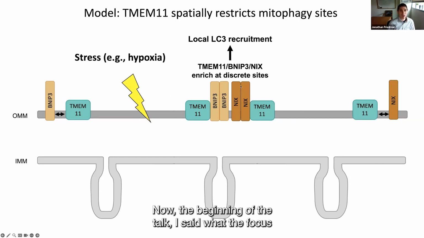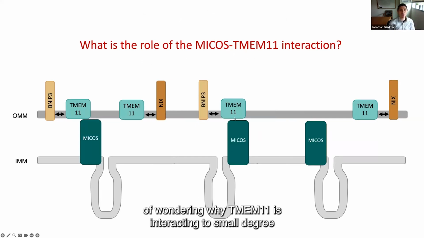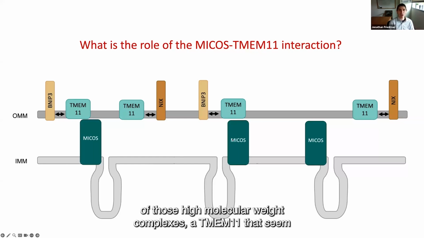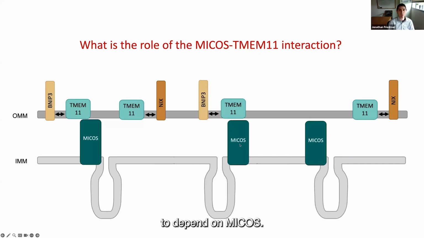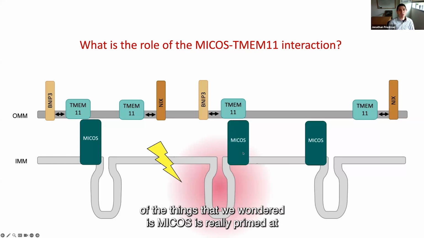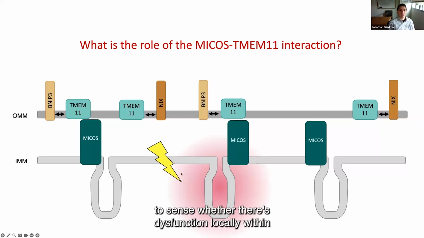Now, at the beginning of the talk, I said the focus of the lab is really this internal organization. And so we were taking this mindset of wondering why Team M11 is interacting to a small degree with the MECOS complex, and why you have a little bit of those high molecular weight complexes of Team M11 that seem to depend on MECOS. And from the spatial regulation model, one of the things that we wondered is that MECOS is really primed in the mitochondrial intermembrane space by its localization at individual cristae junctions to sense whether there's dysfunction locally within that mitochondrial network.